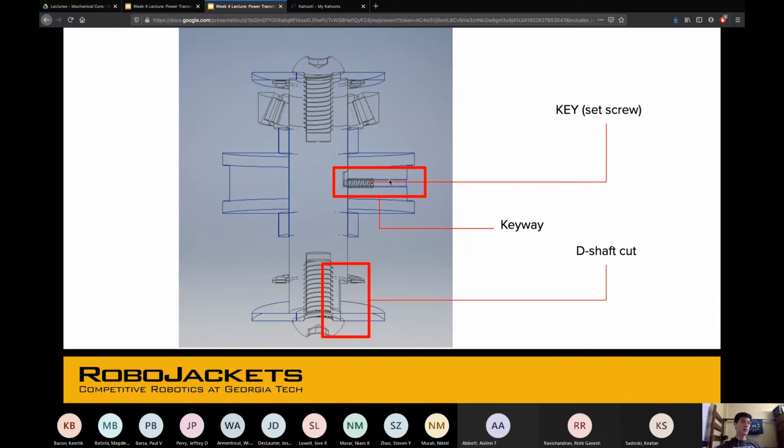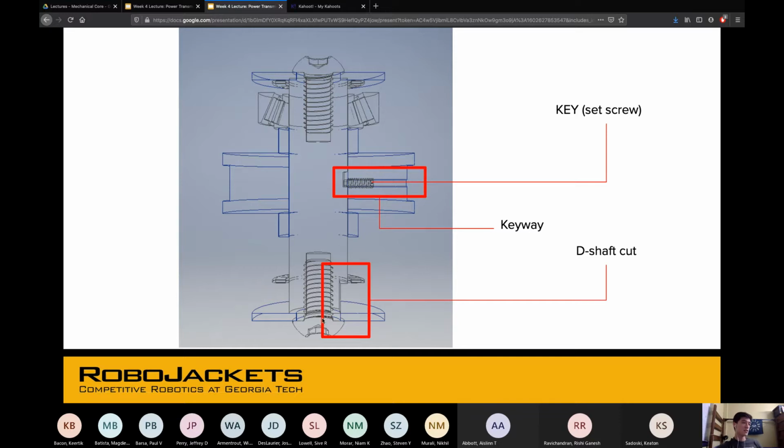So this would be a keyway, where instead of the key being just a block of metal, it would be a set screw. And as you can see, if this is rotating and something's going to break, it would be the set screw. And those are easy to replace. It's much easier to replace than anything else that we'd have to manufacture again.